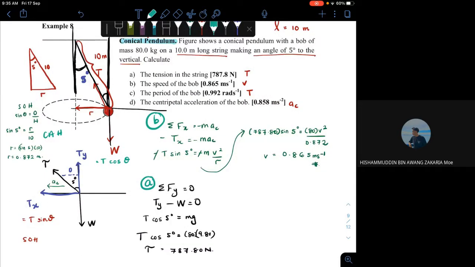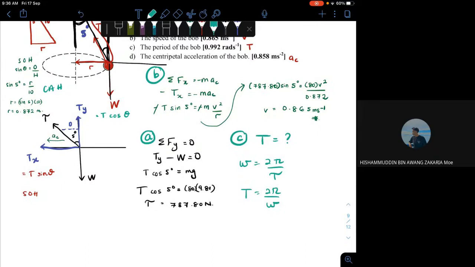Okay, so let's try to do C. So C dia minta the period of the bob kan? The period of the bob, macam mana kita nak cari ni? Period of the bob maksudnya dia nak nilai T lah kan? So C wants the value of T. And then kita tahu formula of T dekat dalam chapter ni ada dua je, iaitu T sama dengan 1/f, or omega equals to 2 pi over T, isn't it? Ataupun T sama dengan 2 pi over omega, kan? So I think we need to find the omega first lah kan? So how to find the omega?